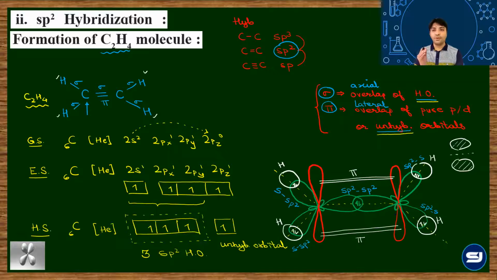So based on the planar geometry of ethene, we are able to apply the concept of hybridization and justify the formation of sigma and pi bonds. Okay? Yes, sir.